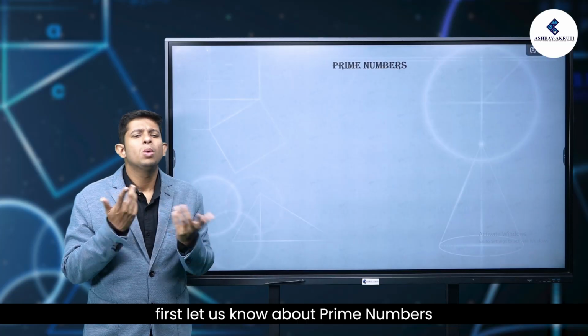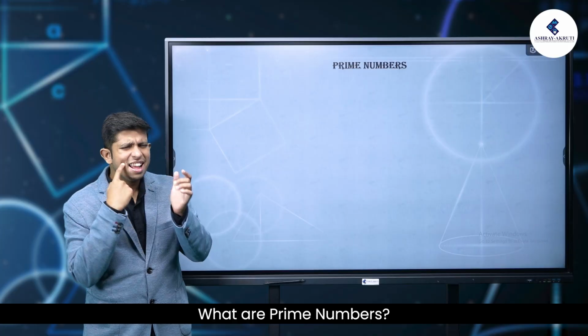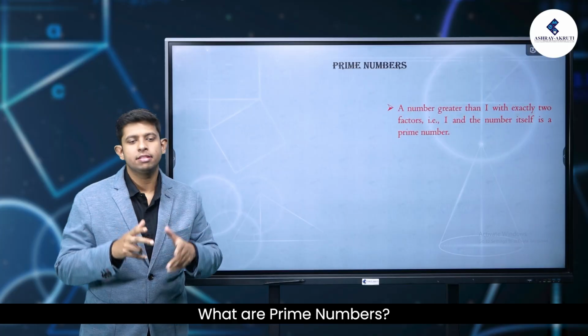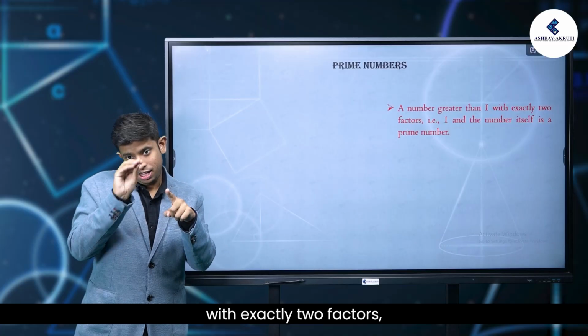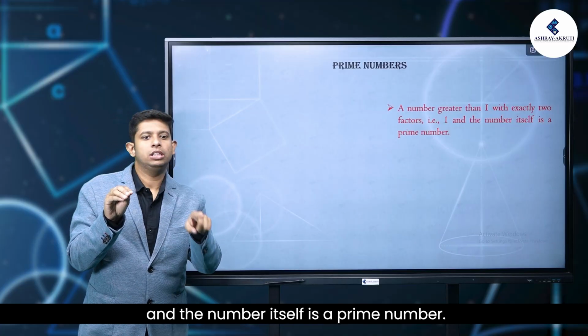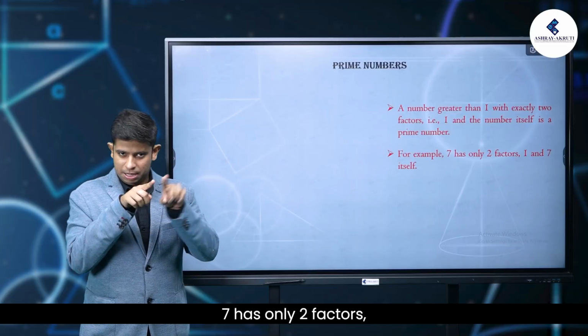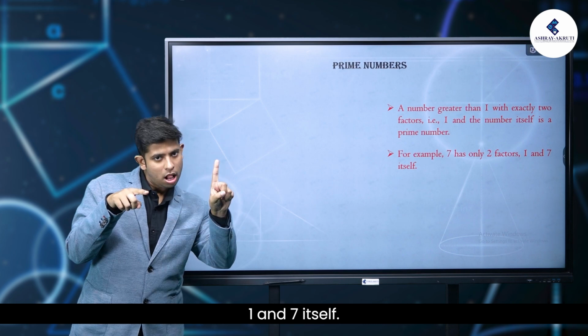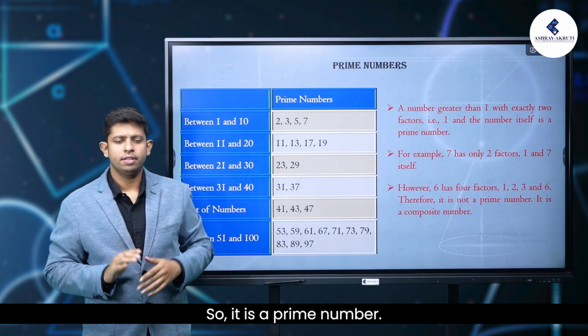Children, first let us know about prime numbers. What are prime numbers? A number greater than 1 with exactly 2 factors, that is 1 and the number itself, is a prime number. For example, 7 has only 2 factors, 1 and 7 itself. So it is a prime number.